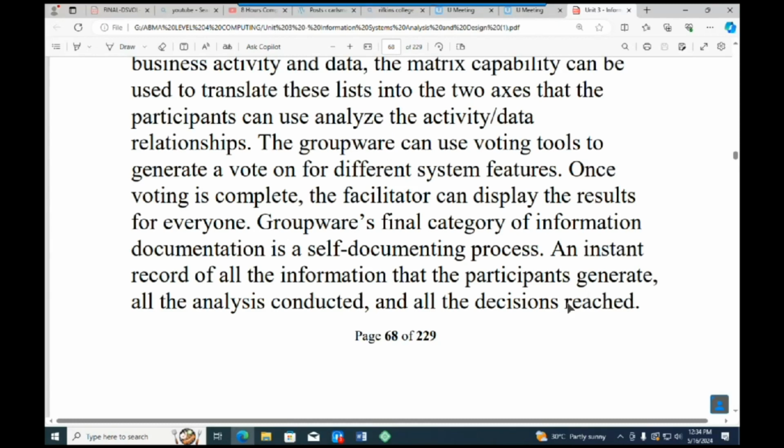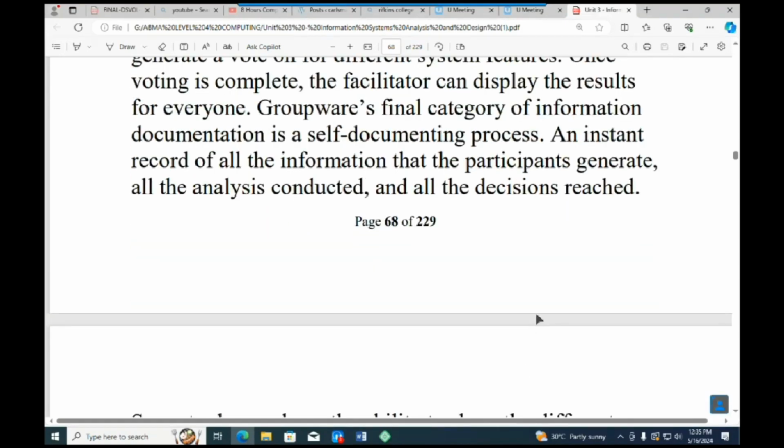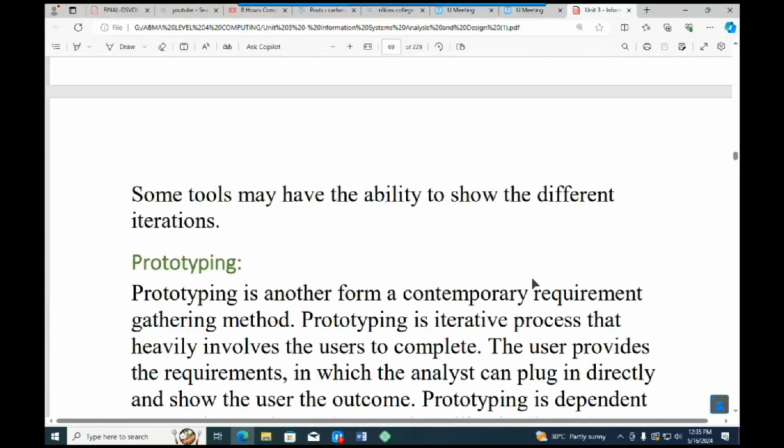Okay. So the groupware's final category is the information documentation, which is a self-documenting process. It is an instant record of all the information that the participants generate. So the information that the participants generate is automatically or instantly recorded. The information from all the analyses that have been conducted, and even all the decisions that are reached, is documented at an instance.